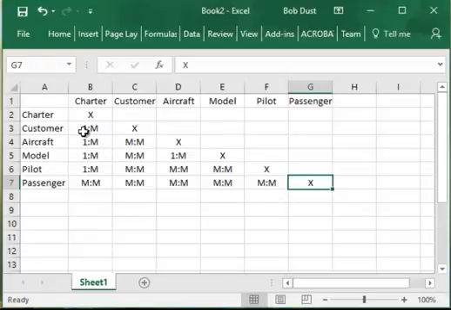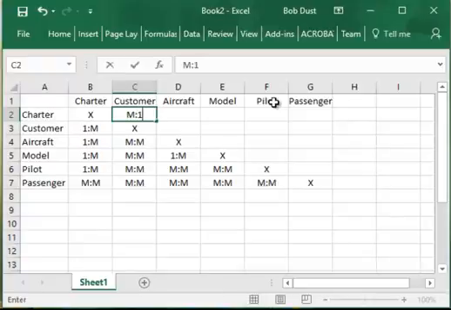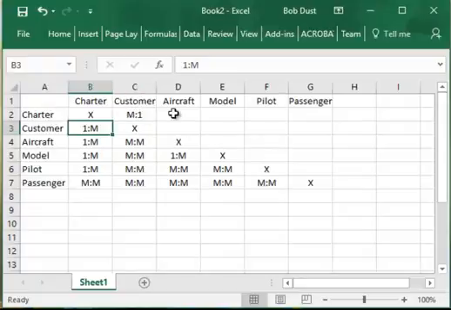Now, notice I used the bottom left half of this grid. The top right half is the inverse of these. So this would be many to one, which is the inverse of that. So a charter has many customers. I'm sorry, a charter has one customer, a customer has many charters. So because these are the inverses, I'm not going to mess with those. I'm just going to leave it like that.